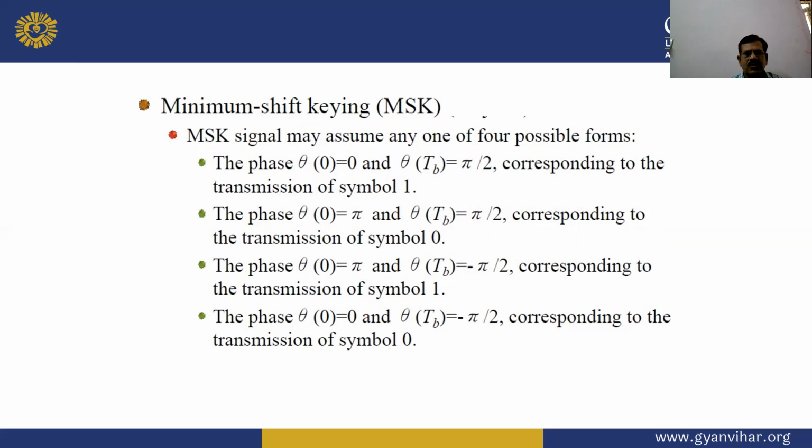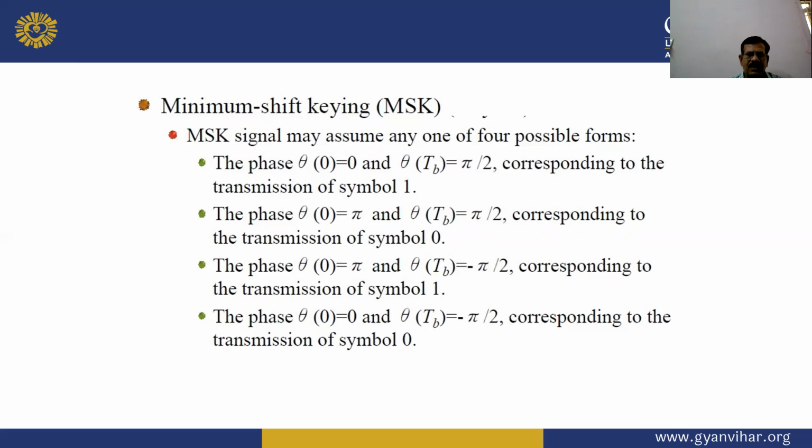MSK signal may assume any one of four possible forms. First, the phase theta 0 equal to 0 and theta TB equal to pi by 2, corresponding to the transmission of symbol 1. Second, the phase theta 0 equal to pi and theta TB equal to pi by 2, corresponding to the transmission of symbol 0.